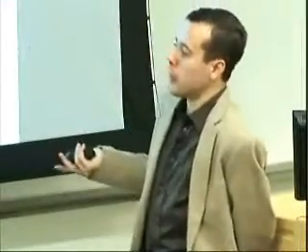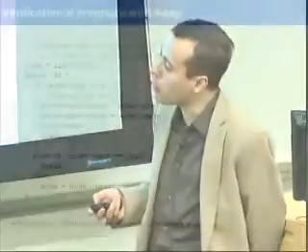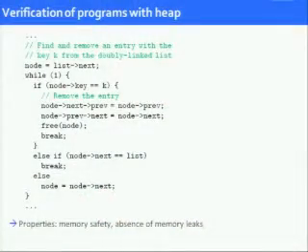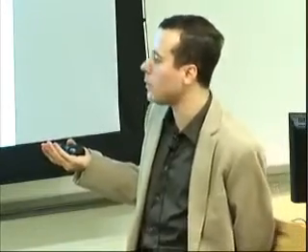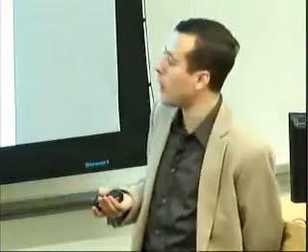So this code is heap manipulating, so we might want to verify some properties that are concerned with heap manipulation. For example, we might want to verify that this code is memory safe, meaning that you never dereference a memory cell that's not guaranteed to be allocated, and that the program containing this code doesn't have memory leaks in it, that is, it disposes all the memory that it allocates.